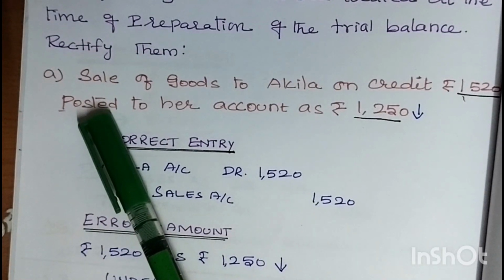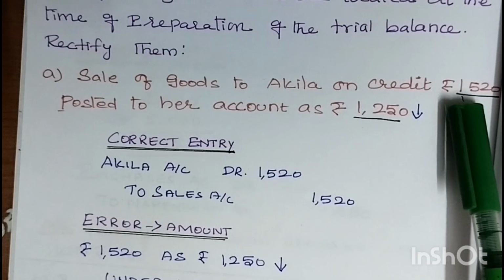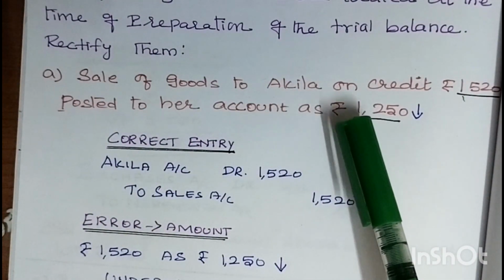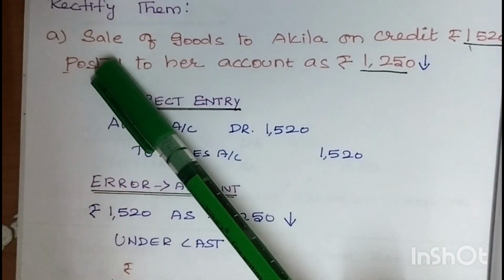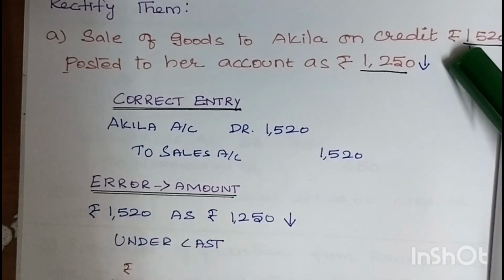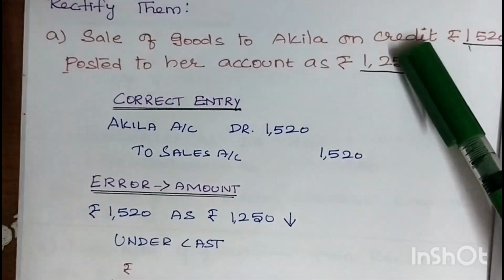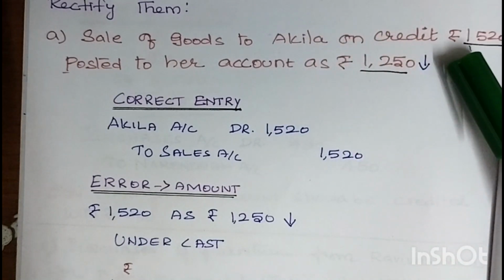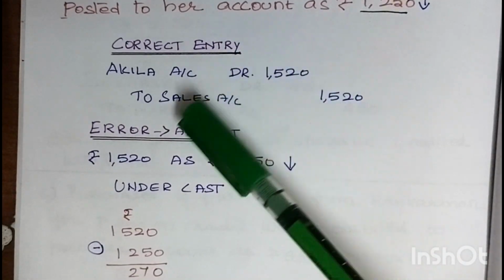The first transaction is sale of goods to Akila on credit rupees 1520, posted to her account as 1250. Listen what this transaction tells us. Sale of goods to Akila on credit rupees 1520. Up to this, what is the meaning of this transaction? You sold goods on credit to Akila. How much rupees? 1520. So what is the journal entry?